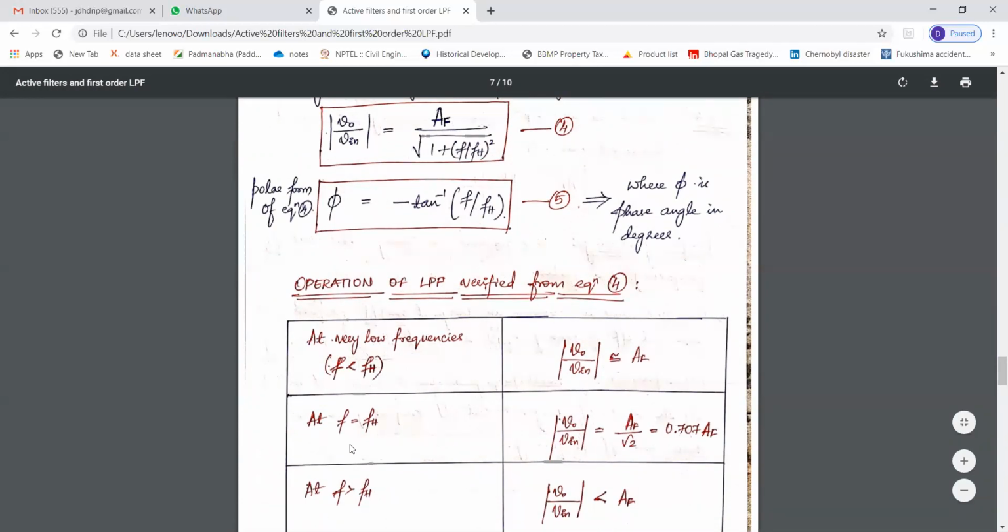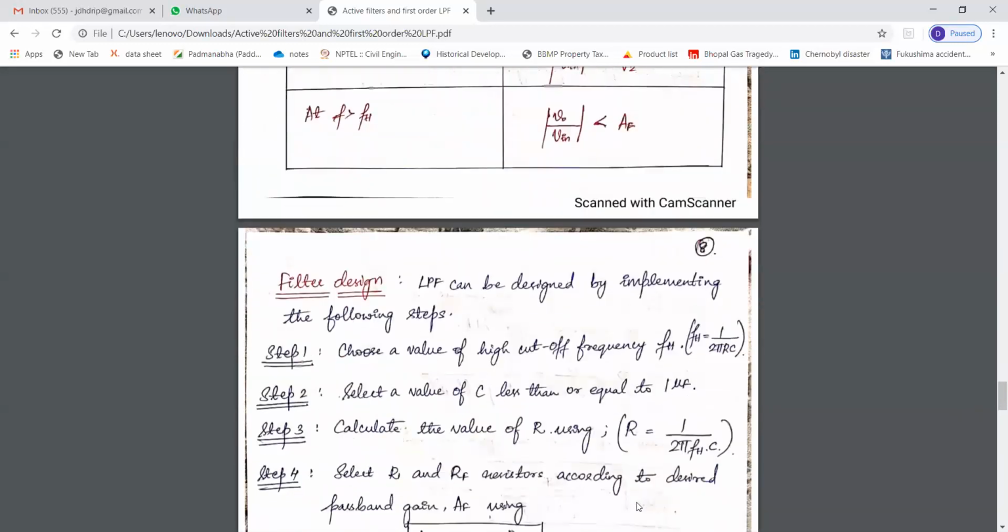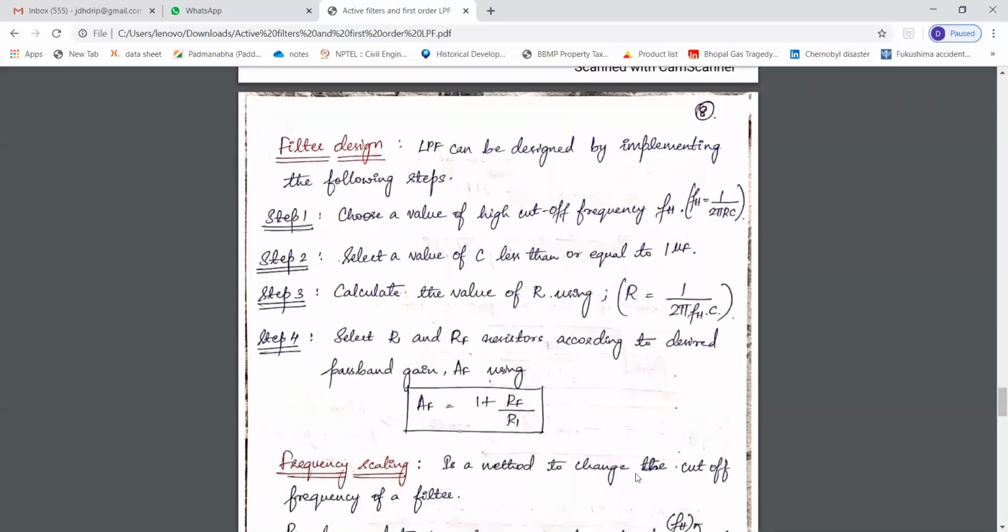And like that, if you substitute F equal to FH, you will get the magnitude of the gain as AF by root 2, because you will get 1 here, and square root of 1 plus 1 is root 2. AF by root 2, 1 by root 2 is 0.707 times AF. And when F is greater than the higher cutoff frequency, you will find that the gain magnitude is lesser than AF.